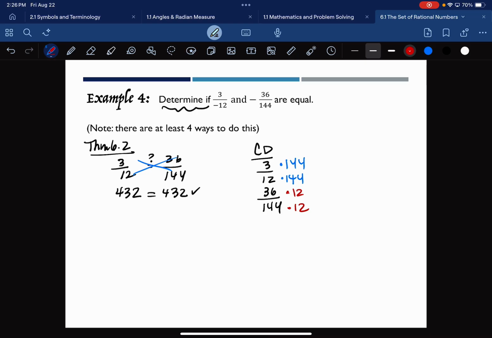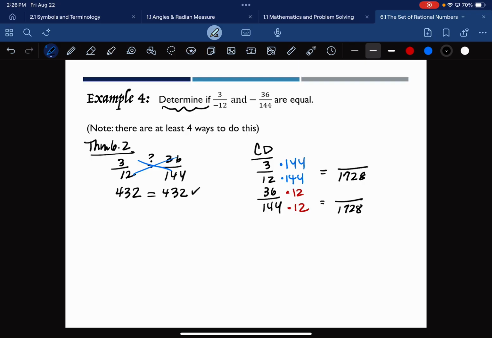What is 144 times 12? Does anybody have that? 144 times 12. Write it down. I have 1728. Does that look right? Yep, 1,728. Very good. So the denominators match. Now we check the numerators.